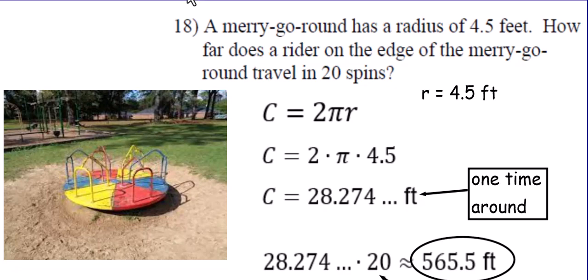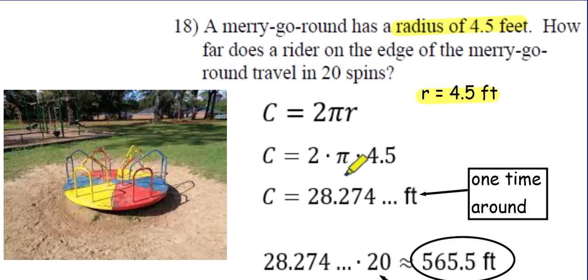Now we're told what the radius is in the problem. It says that the radius is 4.5 feet, so you can see I identified that here. And I did 2 times pi times the radius of 4.5. Now I plugged this into my calculator. 2 times pi times 4.5 gets me around 28.274 feet. And that's for one time around the merry-go-round. So that's how far we would travel in one spin or one revolution of the merry-go-round.